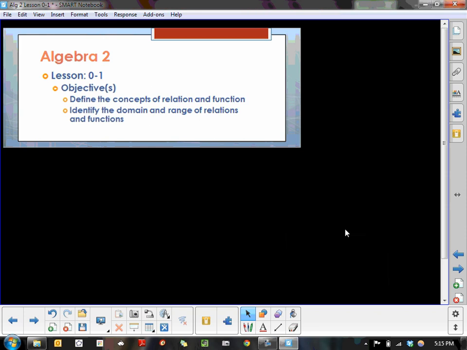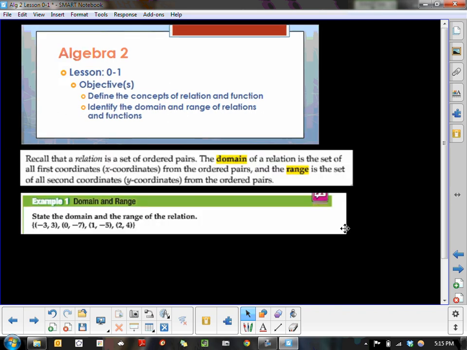The two main objectives in lesson 0-1 are for us to be able to define the concepts of a relation and a function. So there are two basic vocabulary words there, relation and function. And then the second thing is, once we have a relation and function, we want to be able to identify the domain and range of a relation and function. So there are four basic ideas here we're looking at. We've got to get in mind what a relation is, what a function is, and then what the domain and the range of functions and relations are. So those are our objectives. Those are things we're trying to review in this lesson.